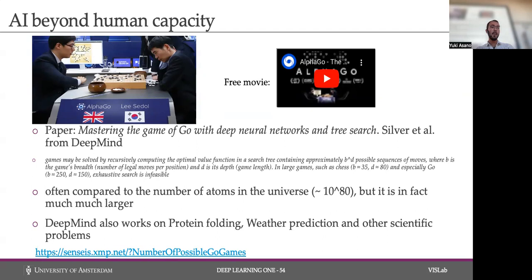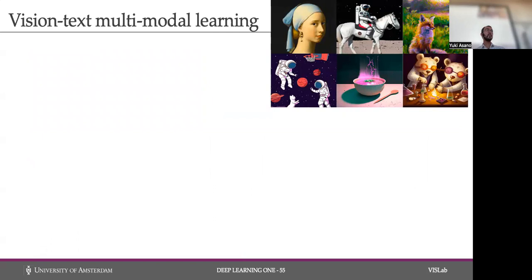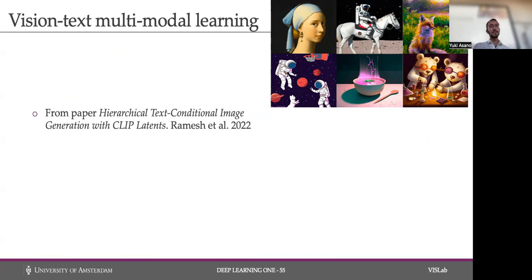The equivalent of the AI for art slide is this one. So these images have been created completely by an AI, by an algorithm, which given a text outputs an image. From the paper, hierarchical text conditional image generation with CLIP latents, more colloquially known, these models are called DALL-E. And this especially is called DALL-E V2, or version 2.